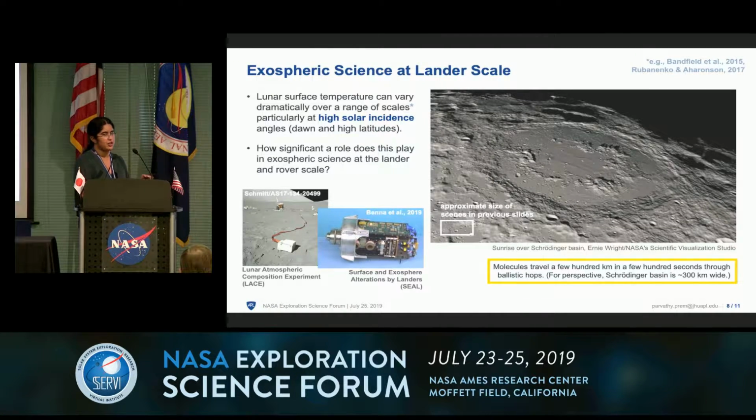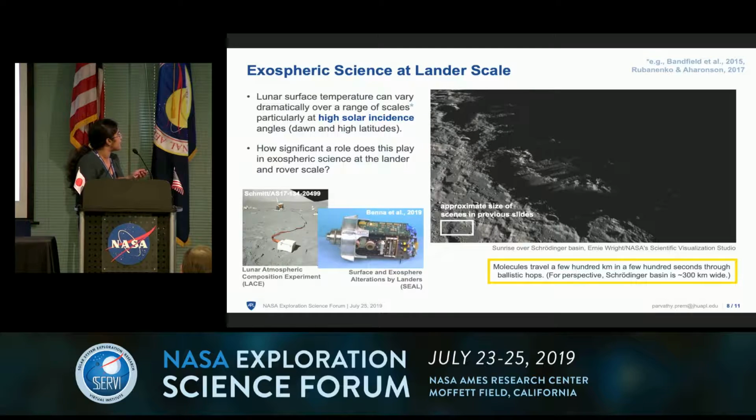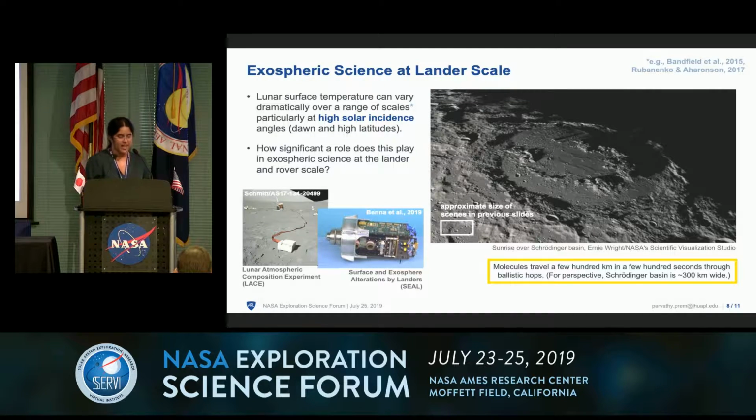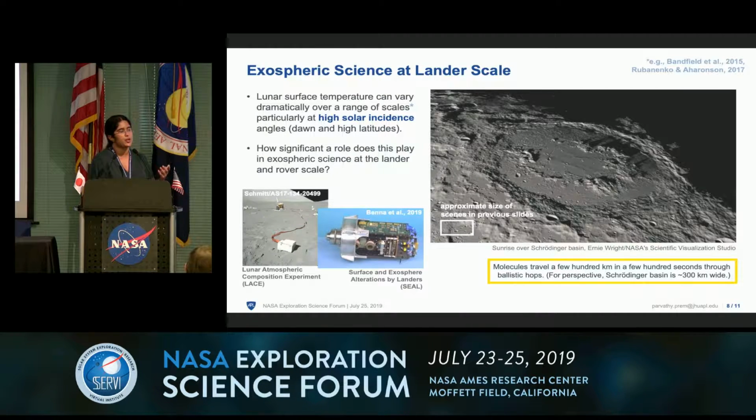exospheric structure is generally determined by the ballistic length scale. So a single molecule typically travels a few hundred kilometers in a few hundred seconds. And so for perspective, a molecule can traverse Schrödinger Basin in a few seconds. And so exospheric structure is generally very large scale, but there's something interesting that happens when molecules interact with a surface, because surface temperature is a key controller of the interactions that we're interested in.